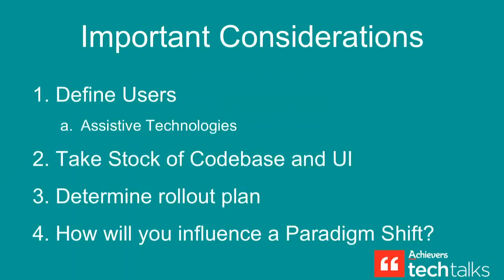So the next few slides, I'm just going to go over the steps we went through. Defining our users, deciding on what assistive technologies we would be exploring and supporting, taking stock of our code base and assessing, are we ready to move forward with this? And then determining a rollout plan. When you have as many features as our platform does, you've got to really start somewhere and focus on your core set of features. And then finally, that last question, how will you influence a paradigm shift, which I'll get to in a few slides.